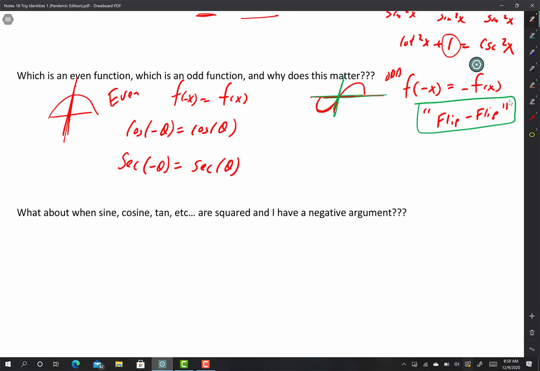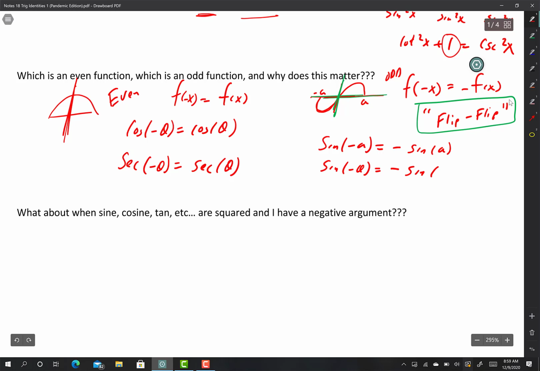So here we go, guys. Notice the characteristic here. If I have sine of negative a, and by the way, this is like saying a right there and negative a there, that's the same thing as negative sine of a. Or, I guess we could go back to thetas. Sine of negative theta is negative sine theta. And it makes sense.